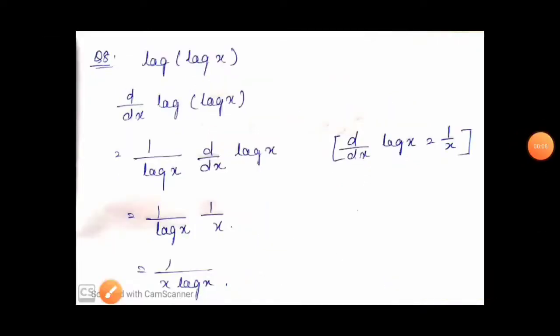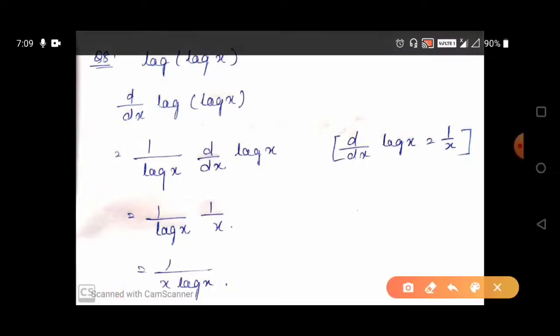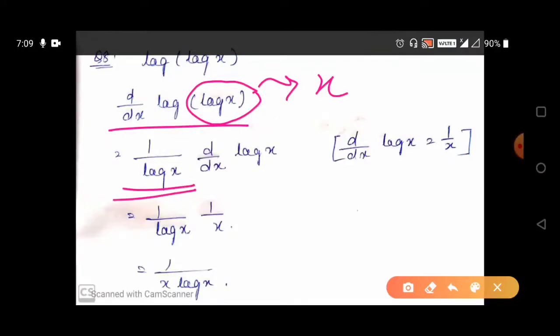Question number 8, log log x. We have to differentiate this with respect to x. So d/dx of log log x. First of all, we have to apply the formula of d/dx of log x. We will consider this log x as x. So it will become 1 by log x, as the formula is d/dx of log x is 1 by x. Since we have log x in place of x, we have to again differentiate log x. The formula is 1 by x, so our answer is 1 by x log x.